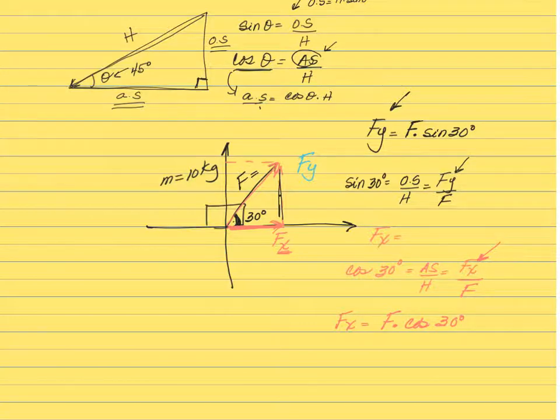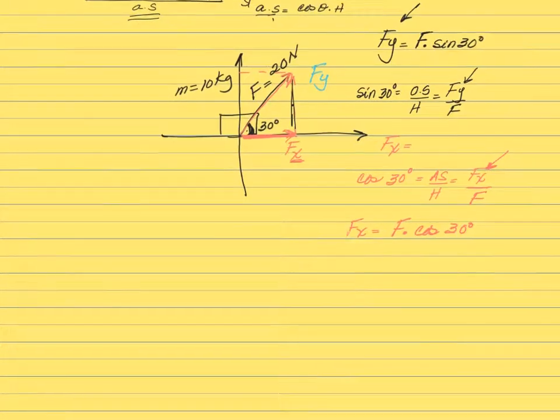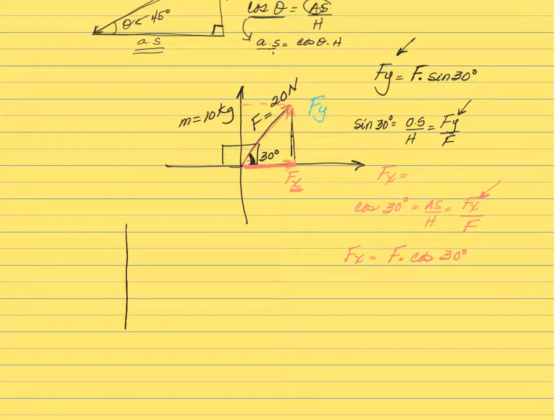Okay, so let's say that the force is 20 newtons. If you want to find the components, why do you want to find them? Because maybe you want to know if the object is going to move up. Forget about to the side, because to the side is too easy. Let me make over here my new free body diagram.